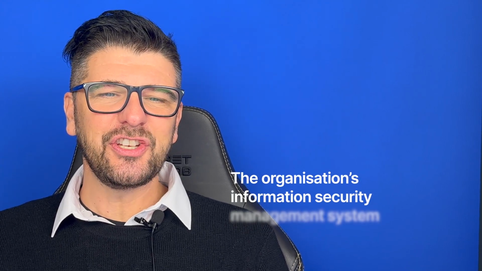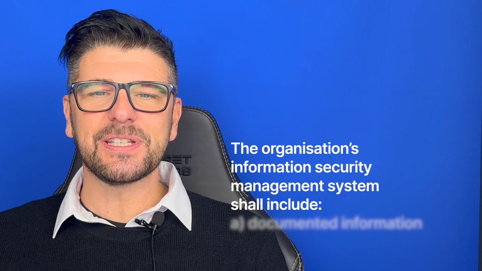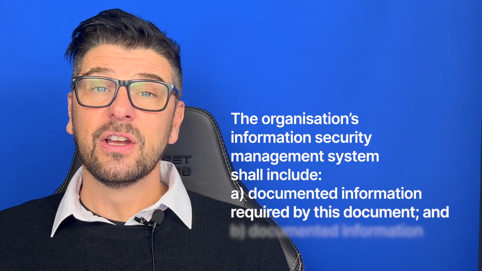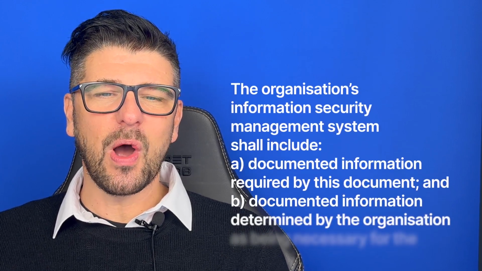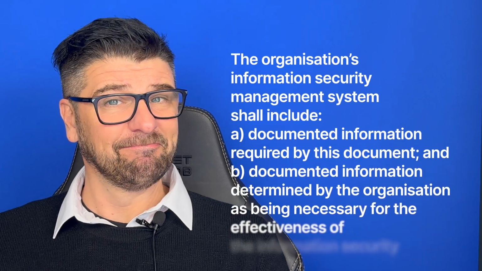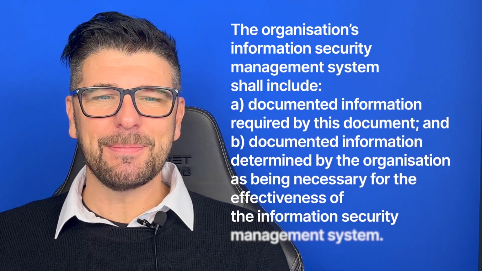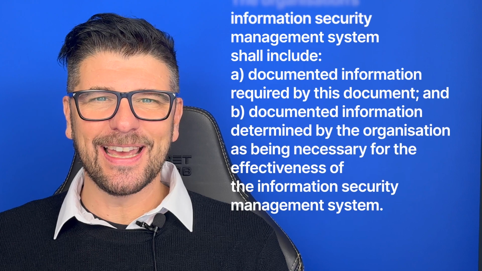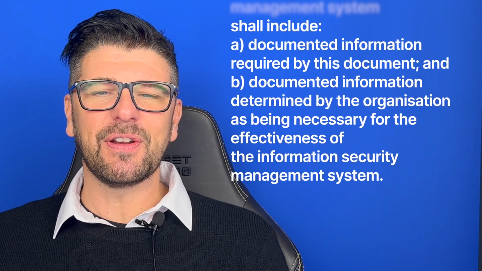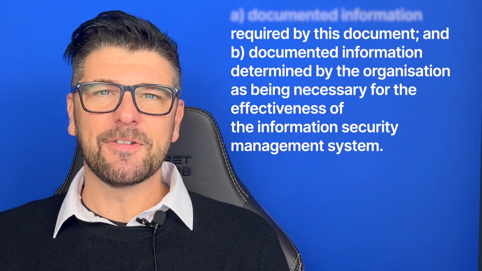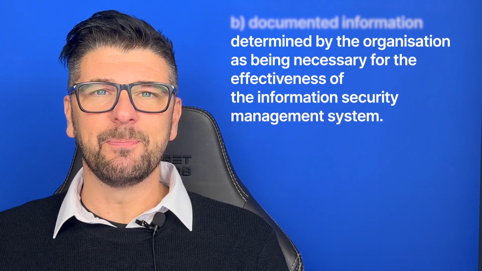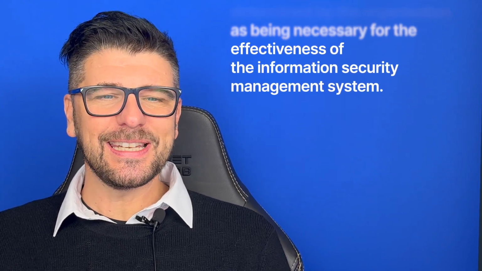The organization's information security management system shall include documented information required by this document and documented information determined by the organization as being necessary for the effectiveness of the information security management system. Brilliant, right? So what does it say? It says you need some documents, but you need the documents that you need.